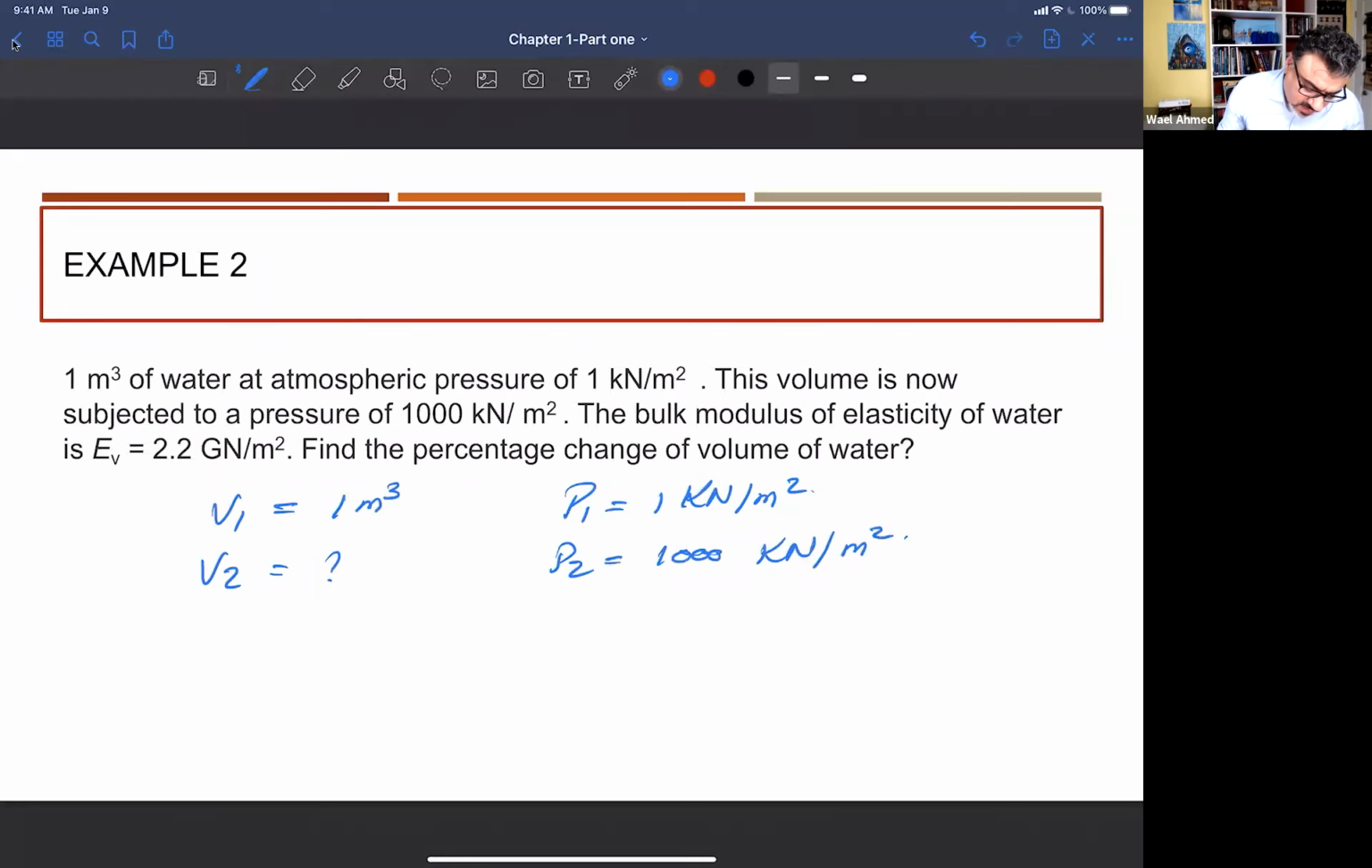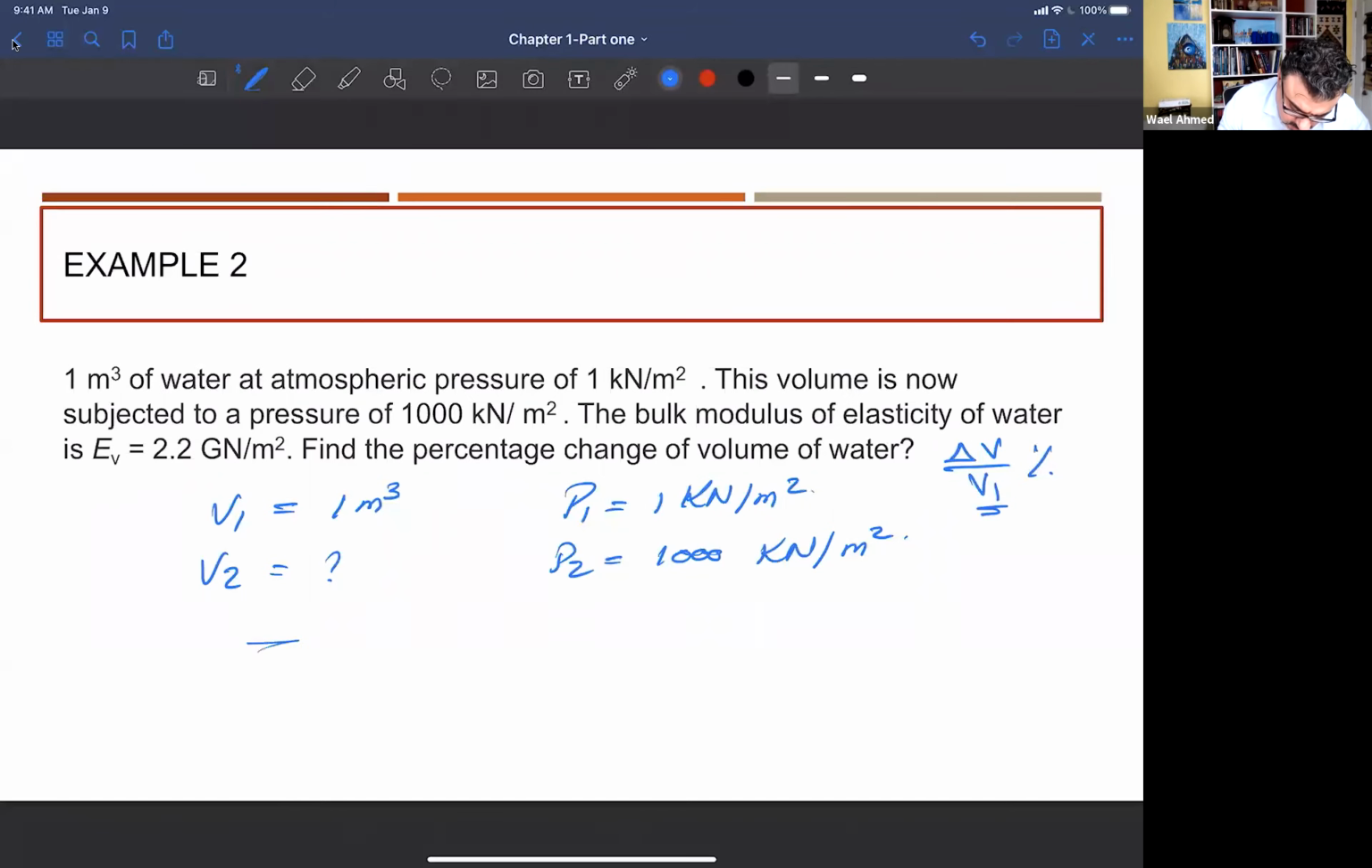The bulk modulus of elasticity is given. Find the percentage change in the volume of the water. He asked about the percentage change of the volume of water. Okay, so this percentage change in the volume of water could be referred to as delta V over V1, how much it changed with respect to the initial volume. And this could be obtained in terms of percentage, okay?